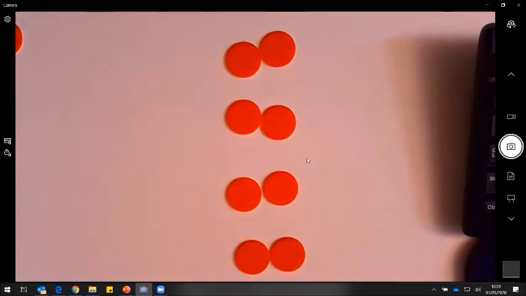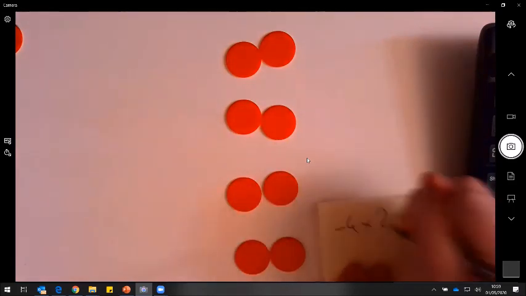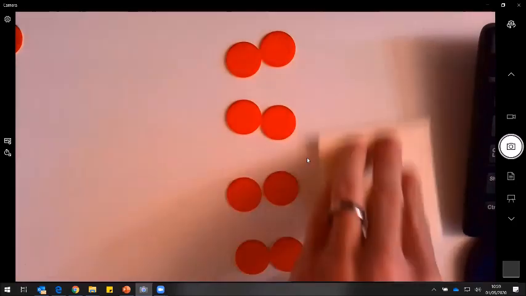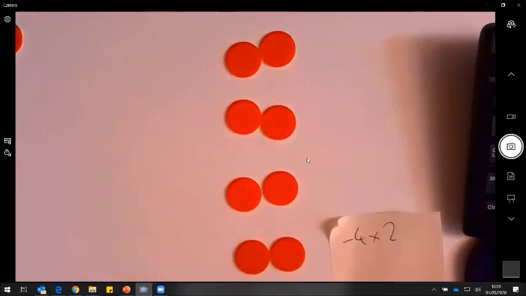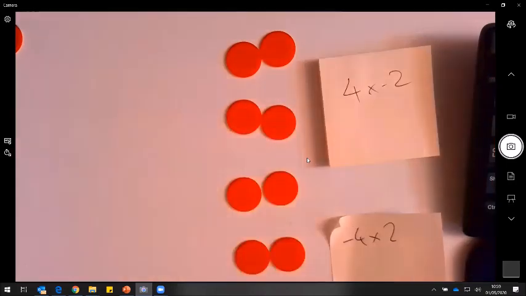4 lots of -2. Now, I think the next question, I'm going to make sure we can see it on the screen at the same time, was -4 times 2. At this stage, the question I've represented, let's put that just below. The question I was doing just before was 4 lots of -2, and there it is. You can see 4 lots of -2, 4 groups of it.